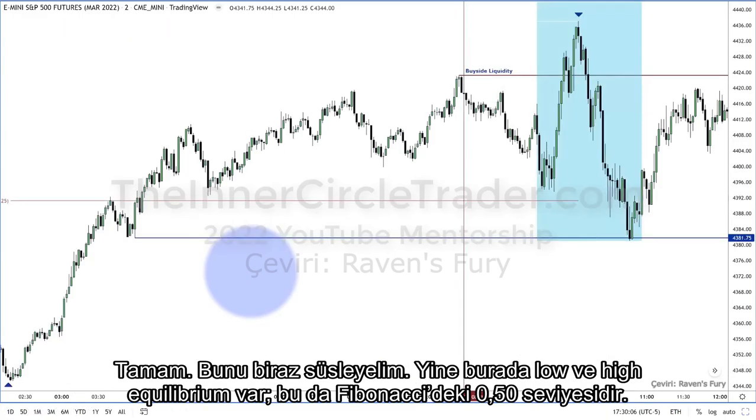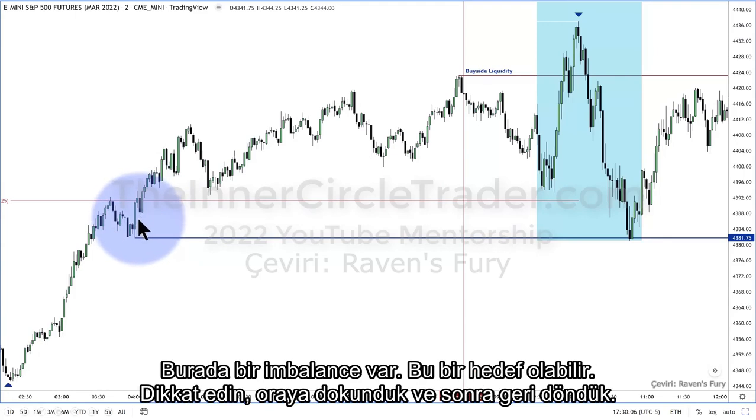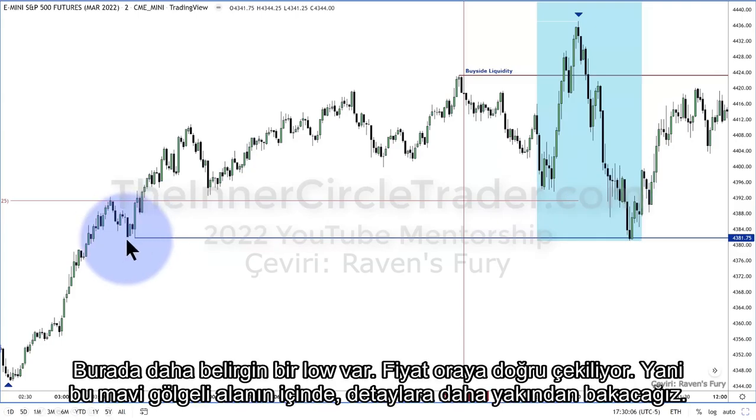Okay, put some lipstick on this. Again, here's the low and the high, equilibrium, which is the 50 level on the Fibonacci. So we're looking for a low or an imbalance below this level. Okay, so we have a swing low here. We have an imbalance here. That could be a target. Notice how we hit it there and came off of it. More pronounced low here, and draws down into that.